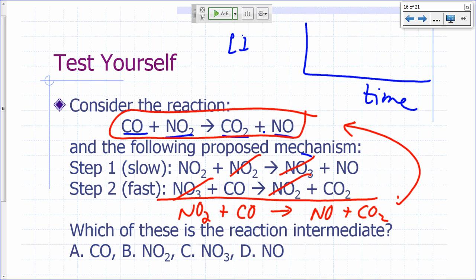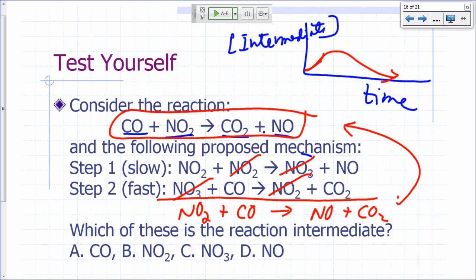So concentration of intermediate, what would it look like? I'd start with nothing, right? And then I'll make some, but what happens when I make it? Eventually it converts to product, so the concentration will rise and then it will go back down, right?